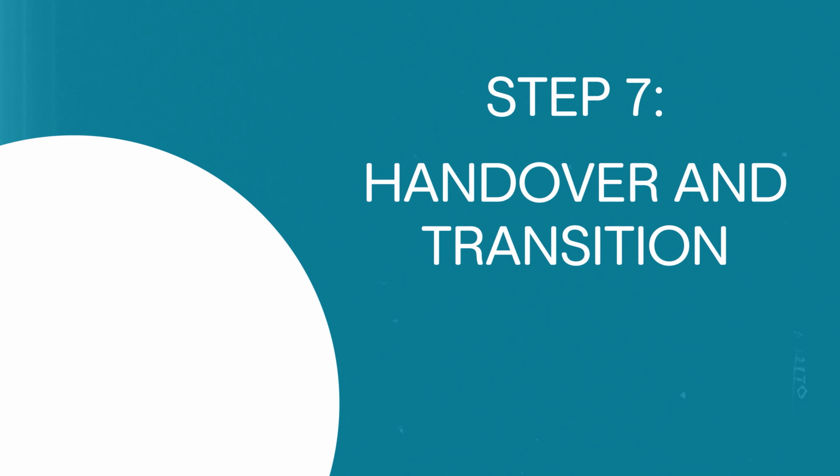Step 7. Handover and transition. Once terms are agreed, the focus shifts to taking control of the asset. This may involve transferring contracts and utilities, carrying out safety checks, and preparing staff and volunteers. It's also an opportunity to involve your community in the transition and mark the handover with a positive launch.